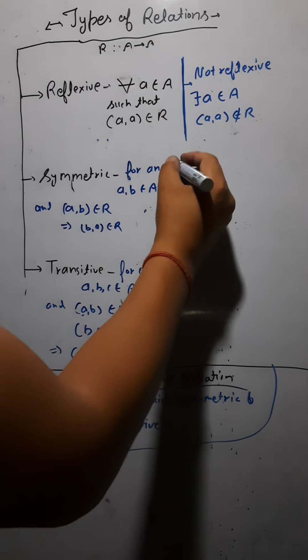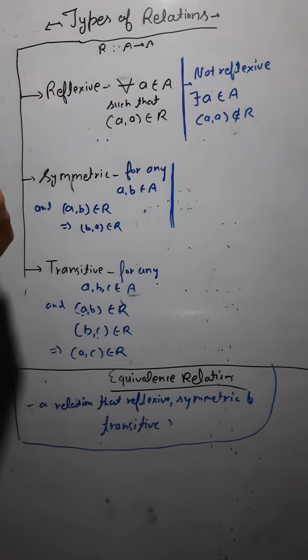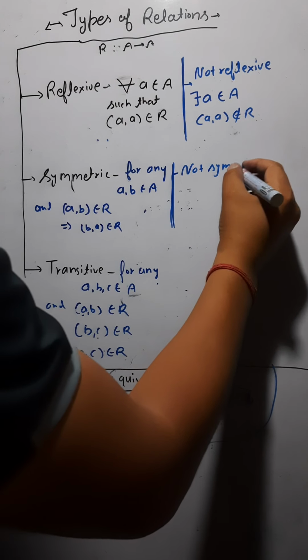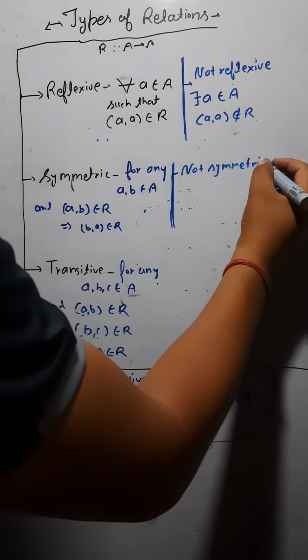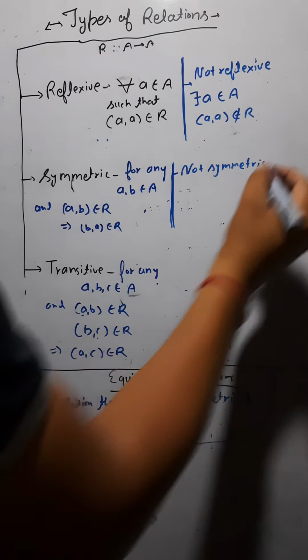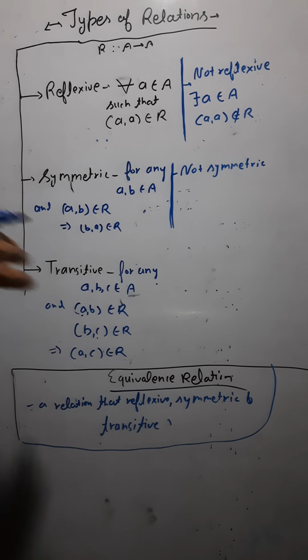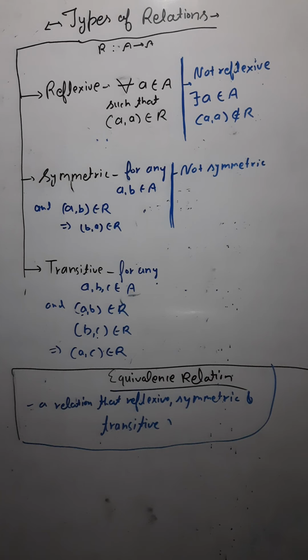Now the next one, not symmetric. So which relation is not symmetric? If you have taken an element at random, and its opposite, the reverse one, is not there in the relation, then you will be calling such a relation what?